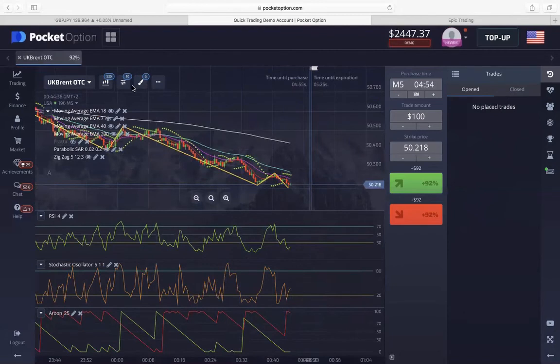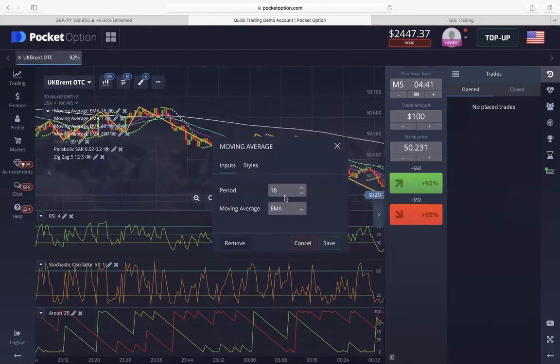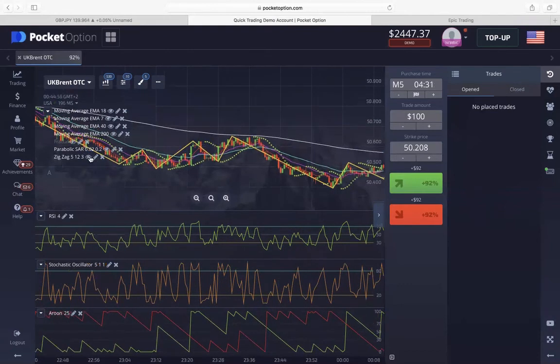So these indicators are moving average lines, as you can see. EMA 18, EMA 7, EMA 40, EMA 200. And I just changed the colors of it by clicking this little pencil, editing this. This is the period, like I said, 18, 7, 40, and 200. Style, change the color, whatever. Now, let me get rid of some of these so you can see this a little bit more clear.